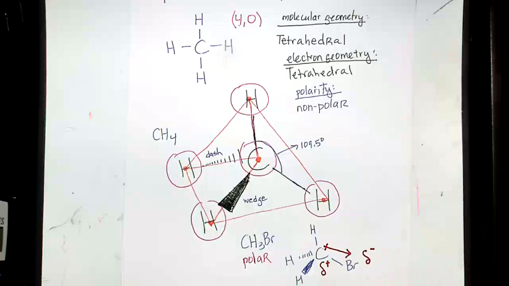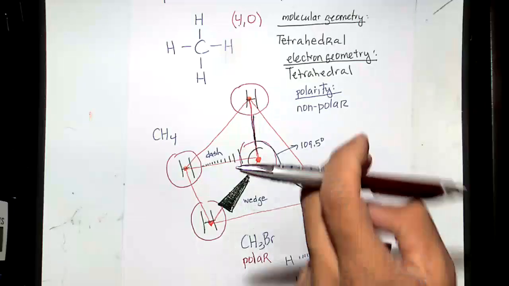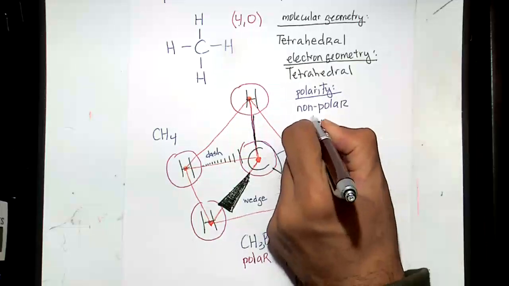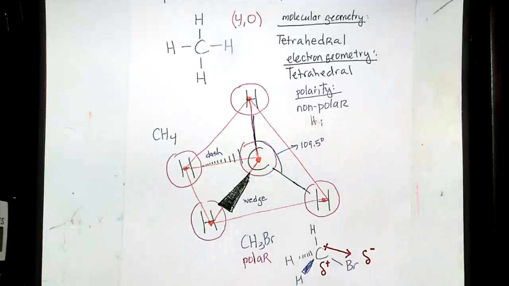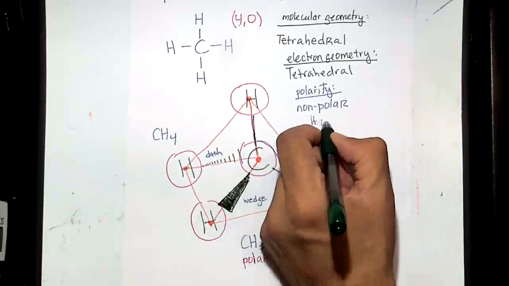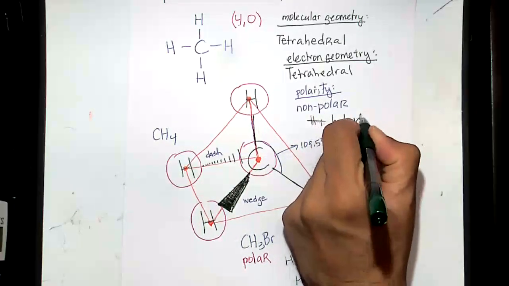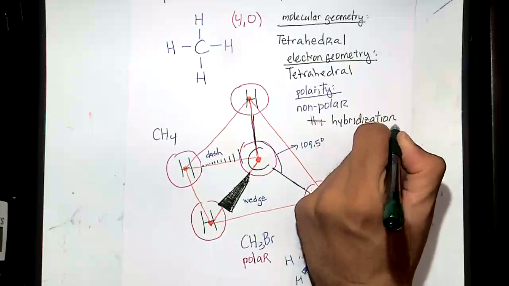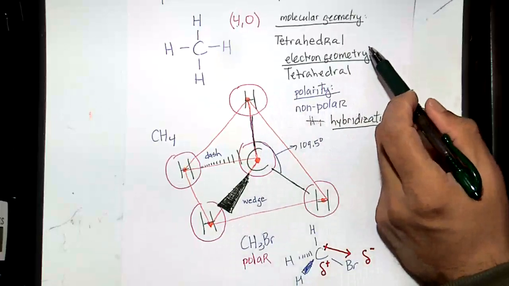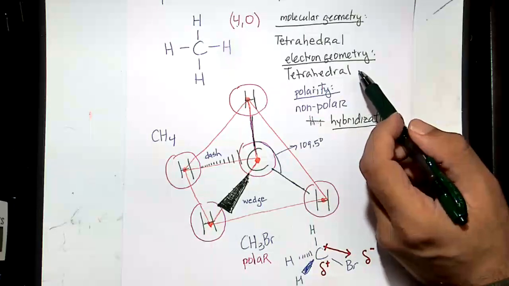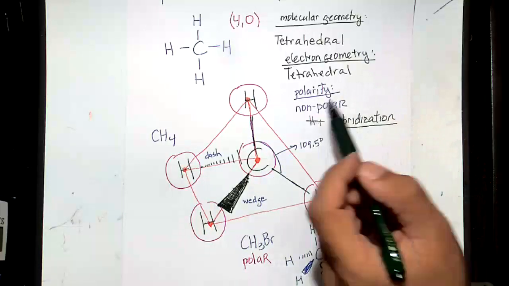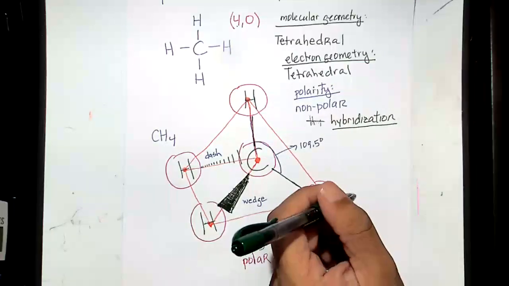Bromine is electronegative. What are the electronegative elements? The halogens and oxygen, nitrogen, sulfur, some of those. All right, the next and final thing I want to tell you guys is hybridization. Okay, so methane is tetrahedral molecular geometry. The electron geometry, we don't care because there's no lone pairs on the central atom. It's nonpolar because hydrogen does not really pull.